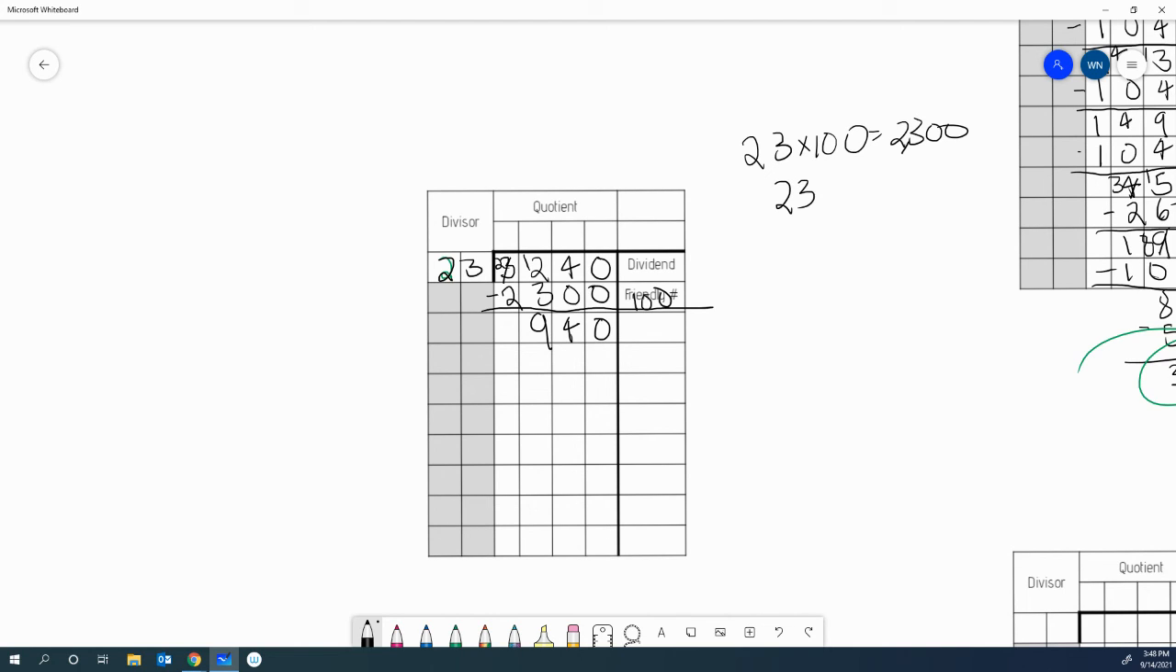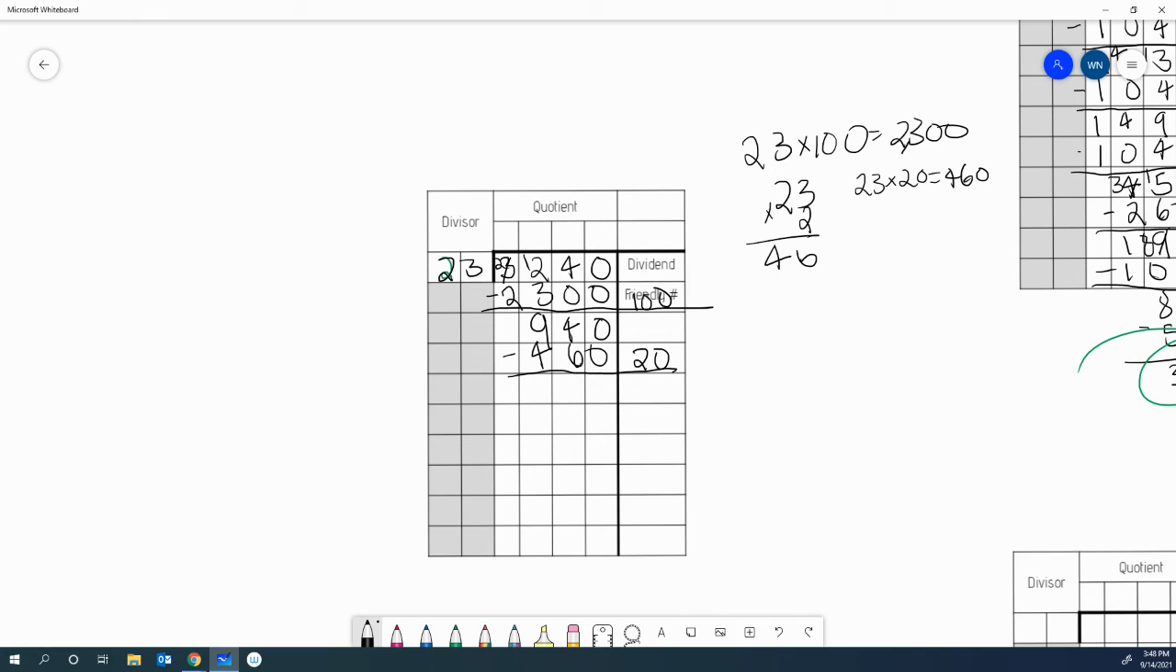I wonder what 23 times 2 is. 2 times 3 is 6. 2 times 2 is 4. 46. Ooh. What about 23 times 20? That would be 460. That's kind of close to 940. Let's do that. Friendly number is 20. 20 times 23 is 460.